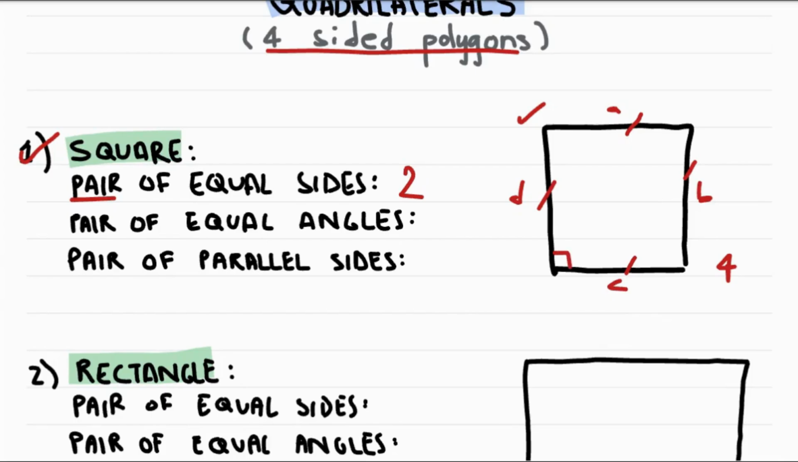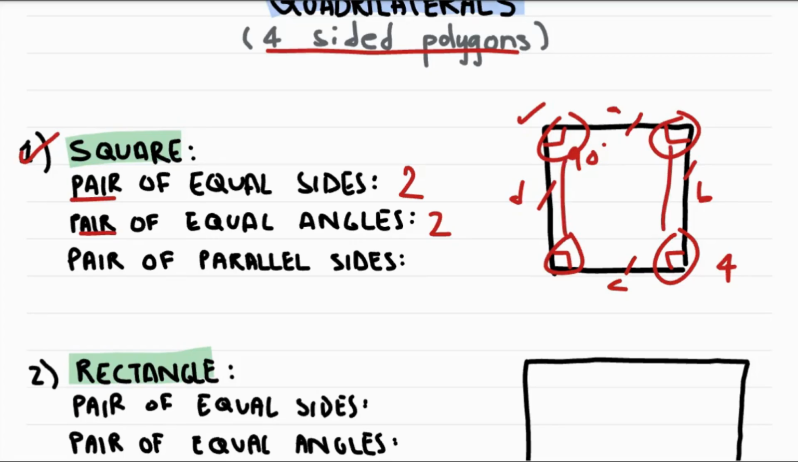So now angles, let's look at the angles of this square. It has four angles and all of them would be a measure of 90 degrees. That would give us a pair of two equal angles as well, right? This angle and this angle, this angle and this angle. You can also say that these two angles are a pair and these two angles are a pair. That does not matter at all, right?